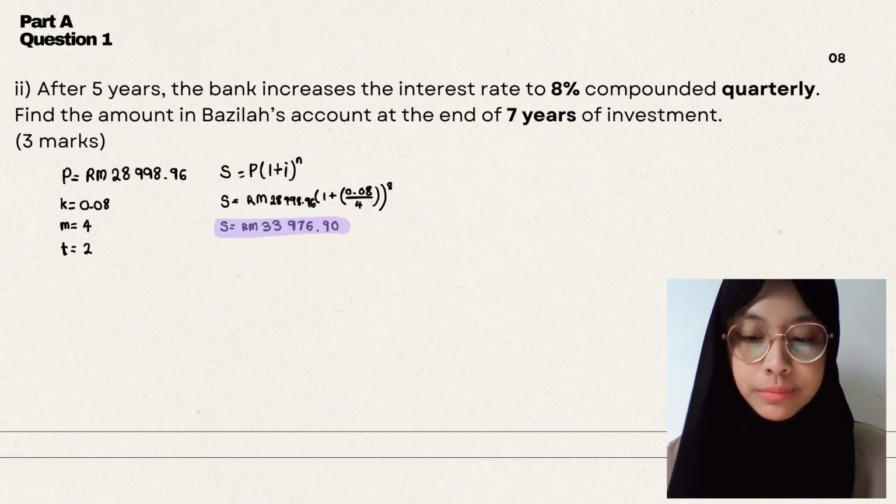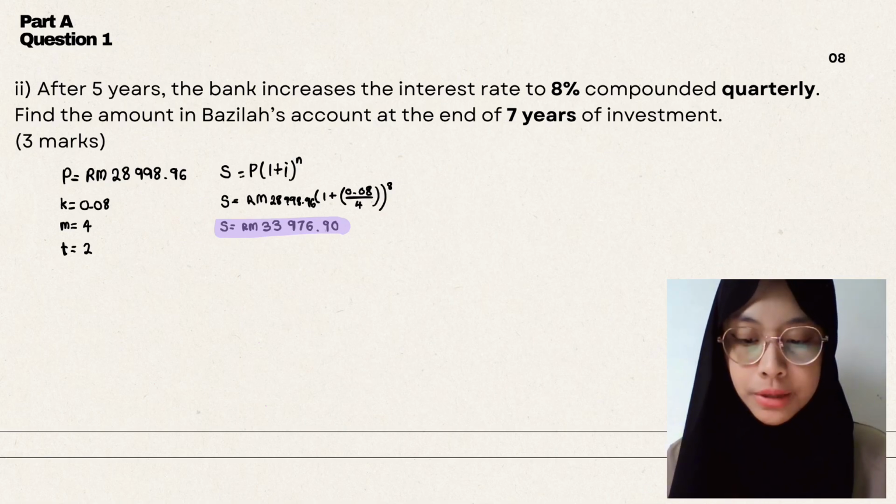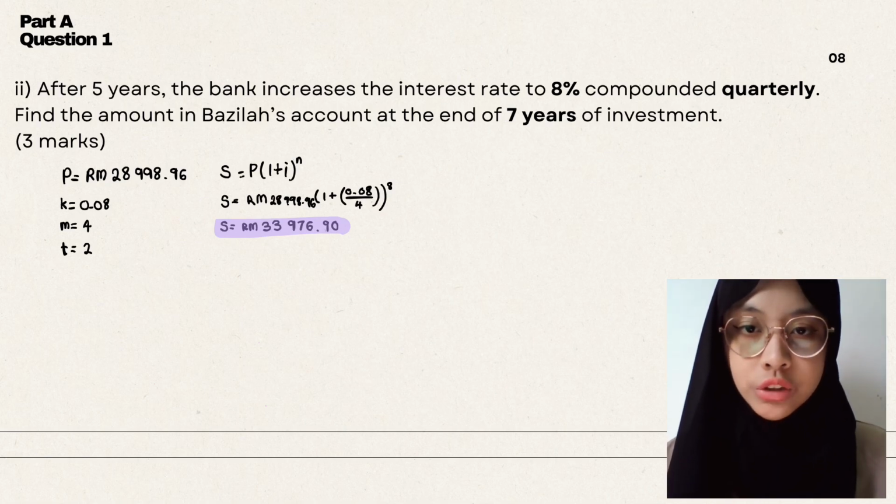Part A, question 1, b2. After 5 years, the bank increases the interest rate to 8% compounded quarterly. Find the amount in Basila's account at the end of 7 years of her investment. Since we have just calculated the amount for the 5 years, we use that amount as our P, which means S equals RM 28,998 and 96 cents multiplied by 1 plus 0.08 over 4, to the power of 8. You will get the result of S equals RM 33,976 and 90 cents.